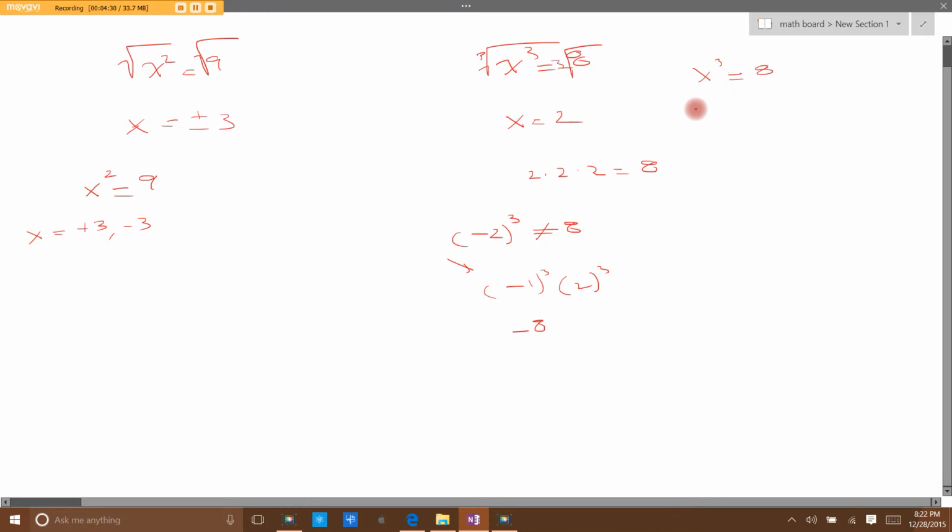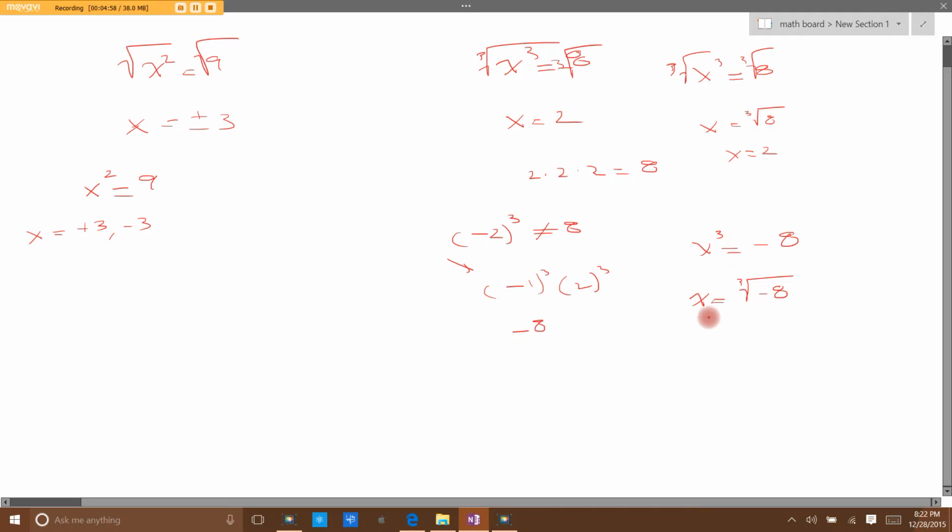So anyways, we can solve it again strategically by taking a cube root, and I'm going to show you. Cube root, right? So x equals the cube root of 8, x equals 2, right? So what if I said x cubed equals negative 8? We can do the same thing: cube root of both sides, and then the cube root of negative 8.